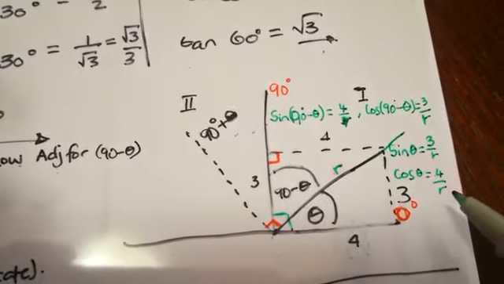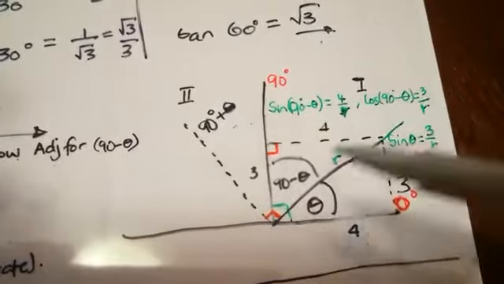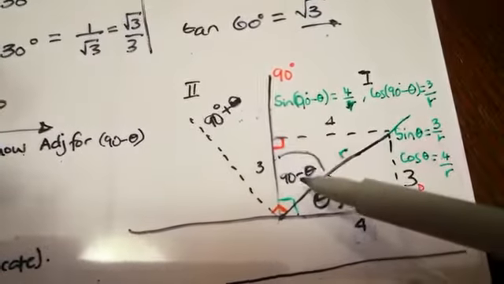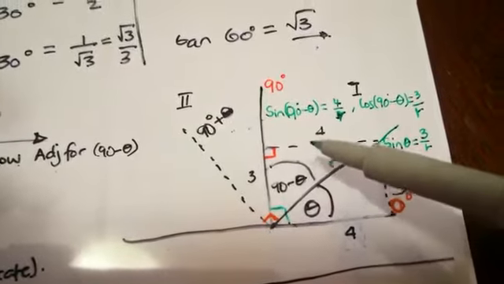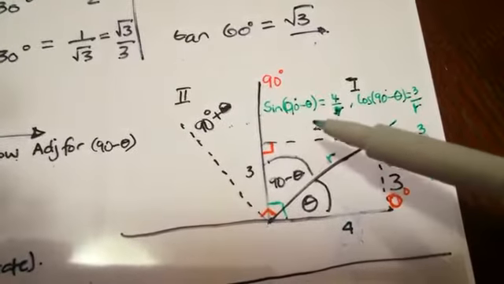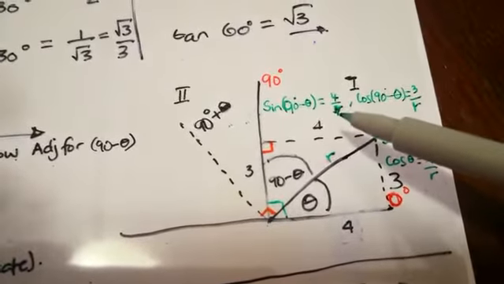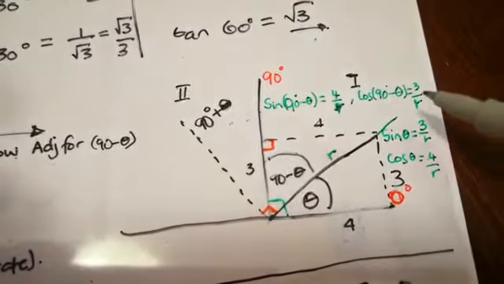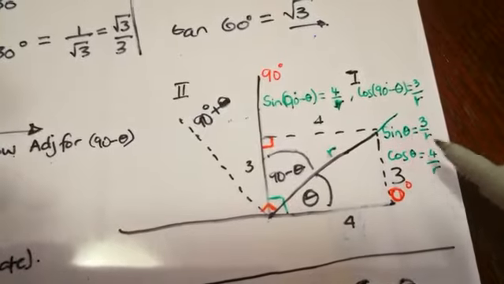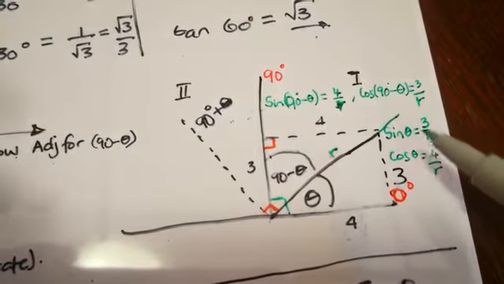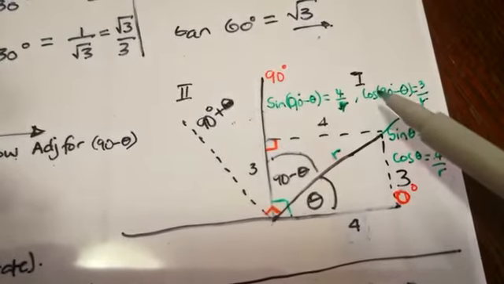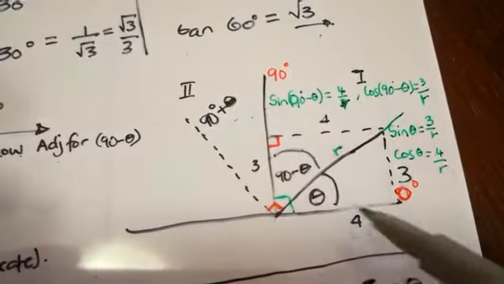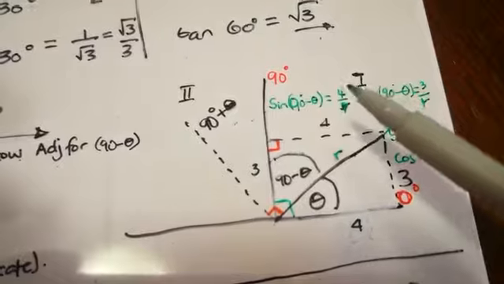Now if I come to the other triangle, the right angle triangle is here and the angle is over there. If I do the same thing, calculate sine: sine is 4 over r now, and then cos of 90 minus theta is now 3 over r. Notice what has happened here. What was sine has become cos, and what was cos has become sine. So basically that is what this whole concept is all about.